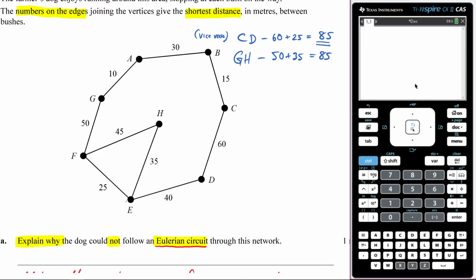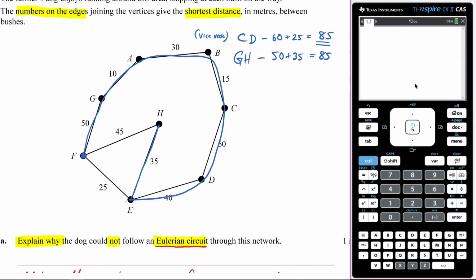The next biggest is 45. If I got rid of 45 here, how could I do that? Well, if I got rid of 45, where will I start? Well, it doesn't matter. I could start at either F or H here. Let's start at the F. And I don't want to go through 45, so I'm going to go around this way, and that way, and that way. Now here, I would have to go up 35.